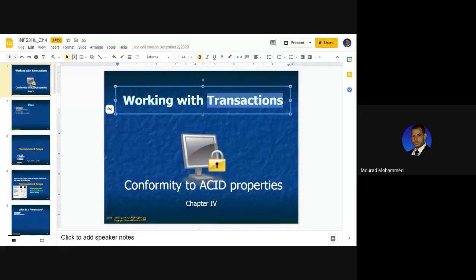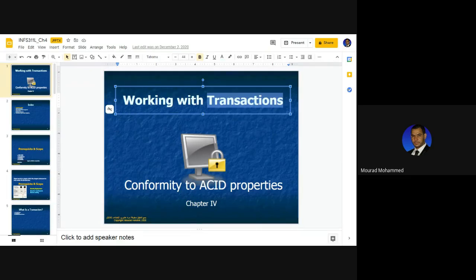So in all cases, we are going to talk about a process to happen. Thus, we are going to talk about working with transactions. We are not going to talk about the security related to one query, let's say, for example, select or insert or update or whatever. No, we are going to talk about the transaction.